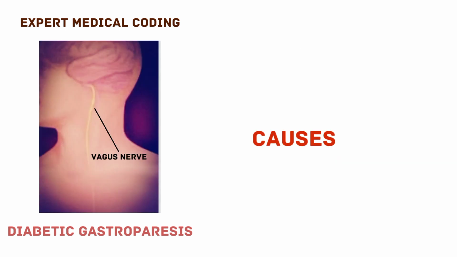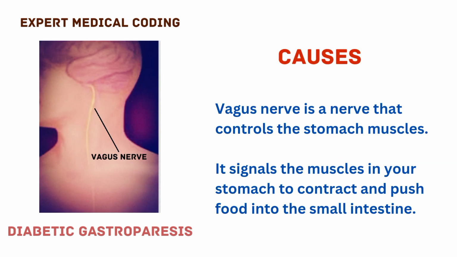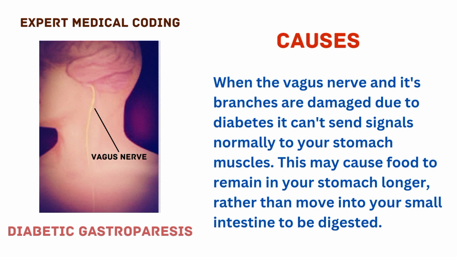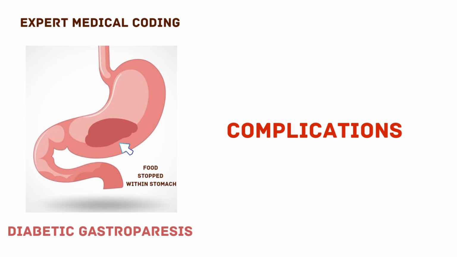Now let us discuss the causes. The vagus nerve is a nerve that controls the stomach muscles. It signals the muscles in your stomach to contract and push food into the small intestine. When the vagus nerve and its branches are damaged due to diabetes, it can't send signals normally to your stomach muscles. This may cause food to remain in your stomach longer rather than move into your small intestine to be digested.